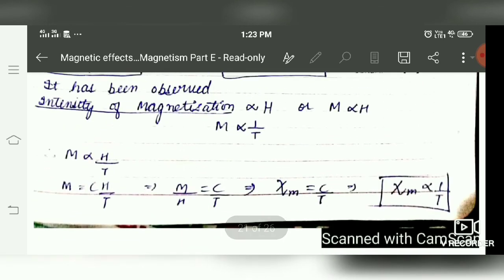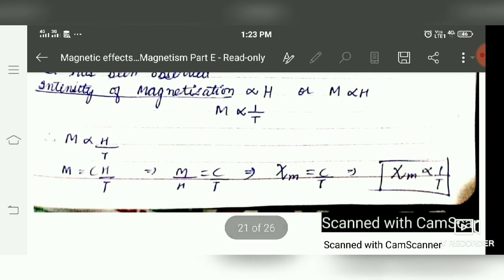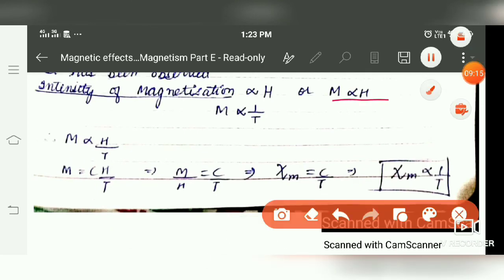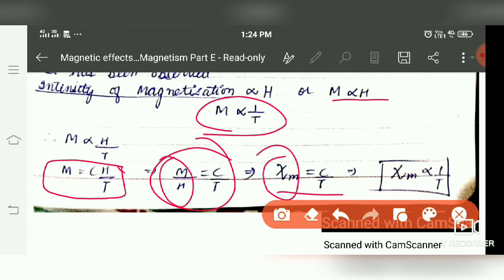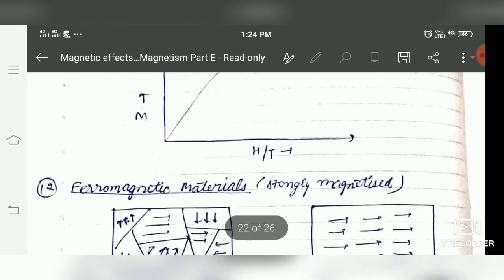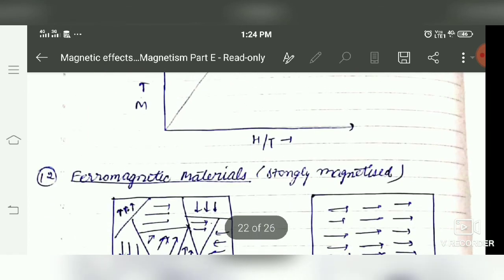So intensity of magnetization M is directly proportional to H, and M is inversely proportional to T. Combining these two effects, we get M equals C H by T, or M by H is equal to C by T, where M by H is equal to chi m. So chi m is inversely proportional to temperature T. This is the graph for para.